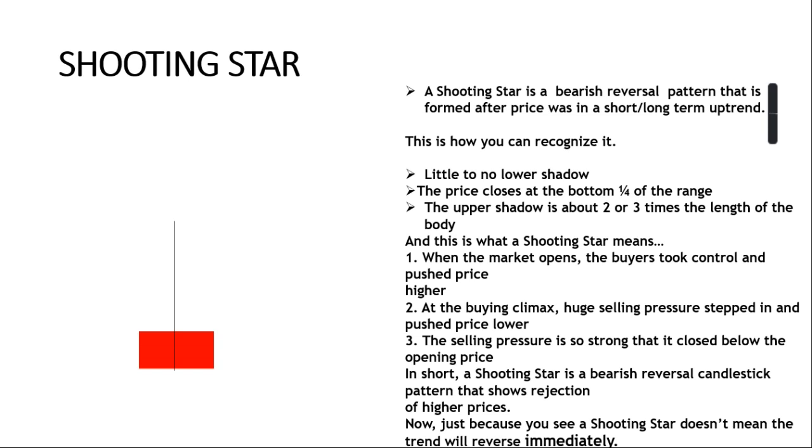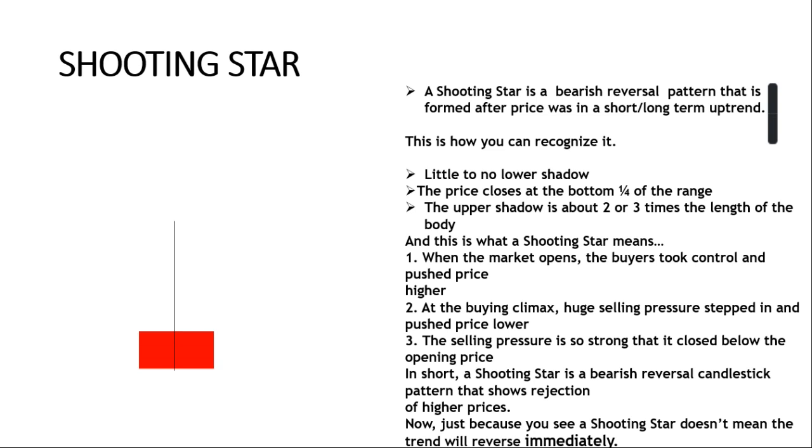And what does it mean? Market opened, the buyers took control and took price higher. At the climax, the sellers with huge selling pressure stepped in and pushed the price lower. And the selling pressure is so strong that it closed below where it opened. In short, this is a bearish reversal pattern that shows rejection of higher prices.